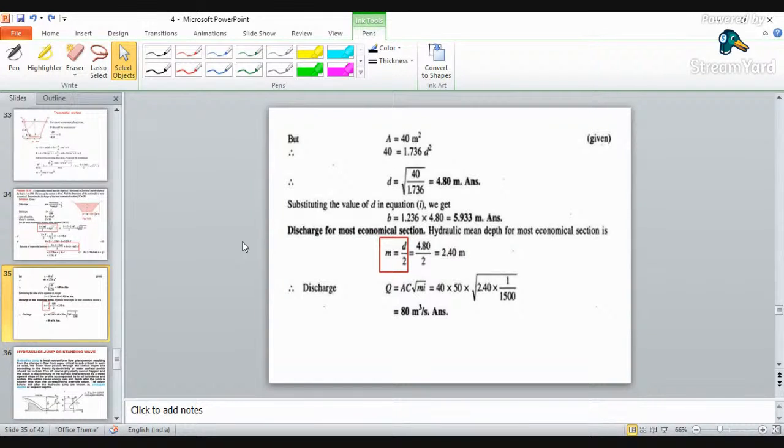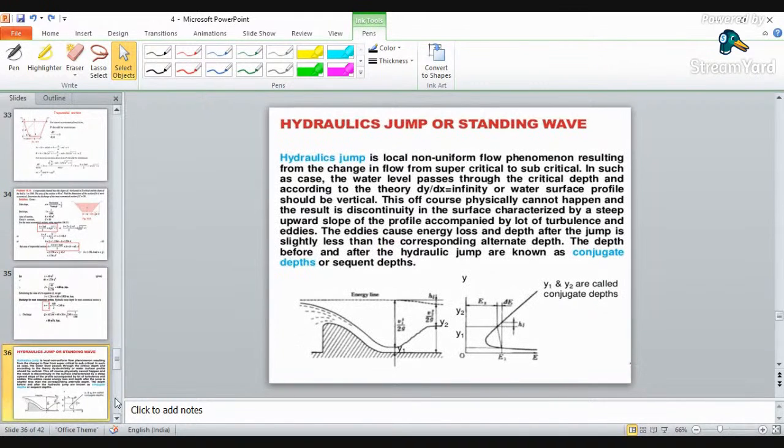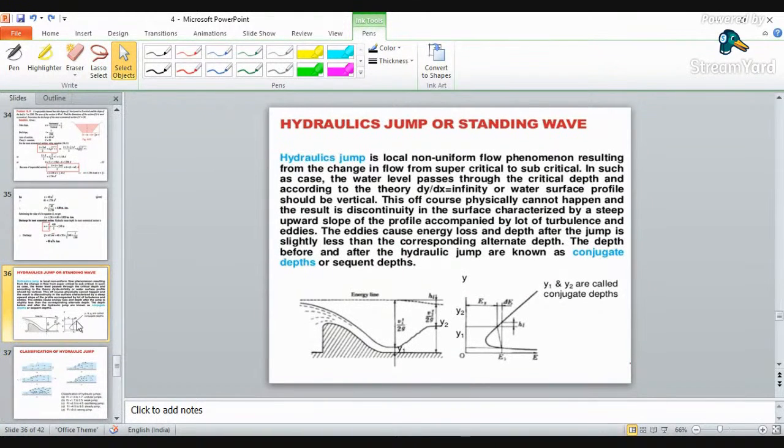Okay, so you will get your maximum discharge for the given economic trapezoidal section as 80 meter cube per second. So the next topic for today's lecture is the hydraulic jump.